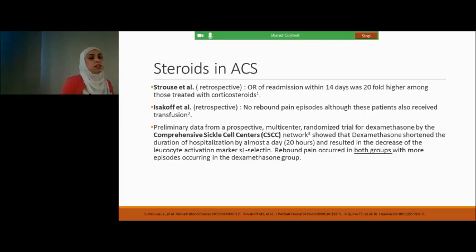And another retrospective study showed, which contradicts the results of course, that there were no rebound pain episodes or any other complications for kids who received systemic steroids with acute chest syndrome. And in this final study, we just have preliminary data so far from the Comprehensive Sickle Cell Center that shows a decrease in hospitalization of around 1 day for kids who were treated with systemic steroids. Rebound pain crises were observed in both groups, but at a higher rate for those who received systemic steroids compared to the ones who did not receive it.